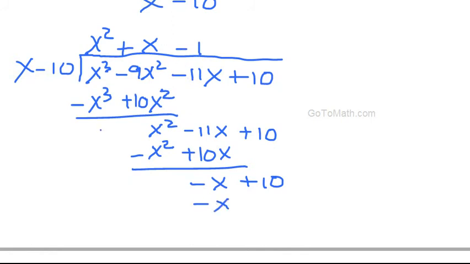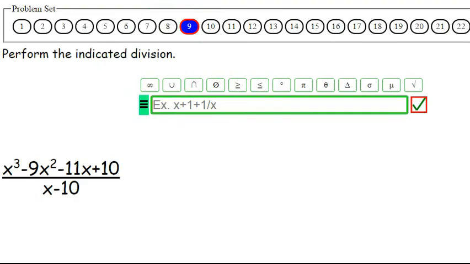So minus 1 times x is negative x, minus 1 times negative 10 is positive 10. So we have a minus, a plus, and a minus. That's going to be a remainder of 0. So it looks like it's just going to be x squared plus x minus 1, and I'll probably state something about x can't be 10 or something. Let's see what happens here.